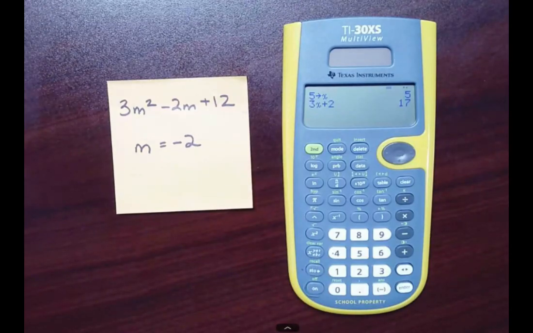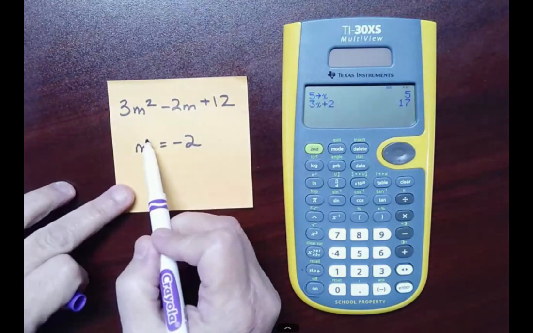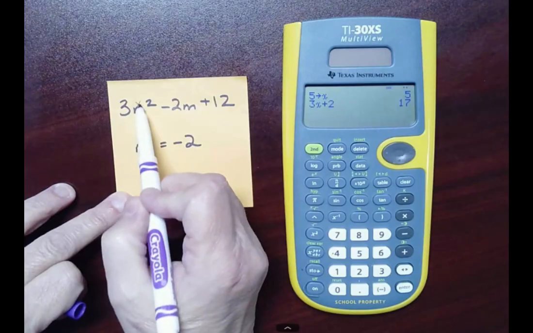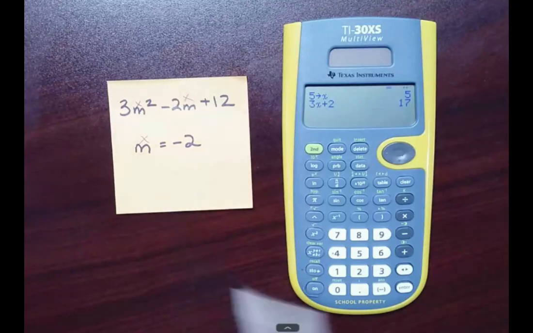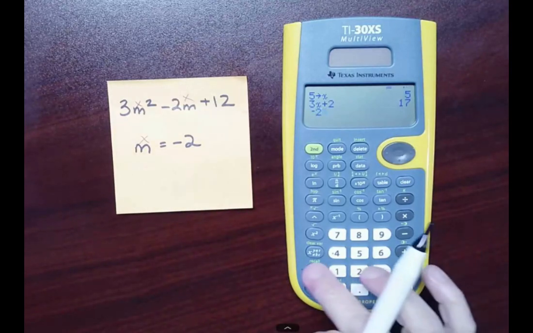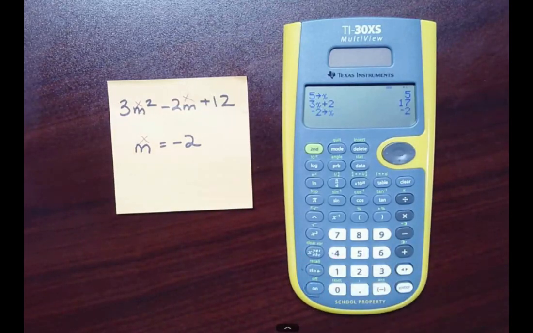No, it's not. It doesn't matter what letter I use. I can use X's for all of these M's, as long as I store -2 for X and type in X's in place of those M's. So we're going to store -2 for X. -2, store, X, enter. The calculator shows me that -2 is stored for X.